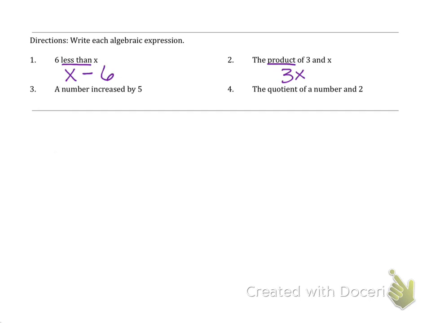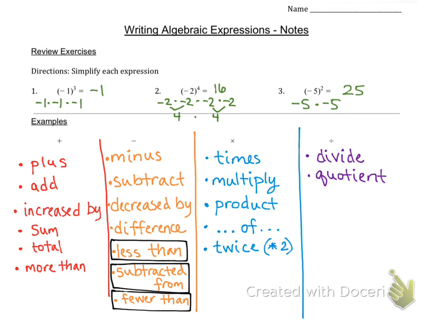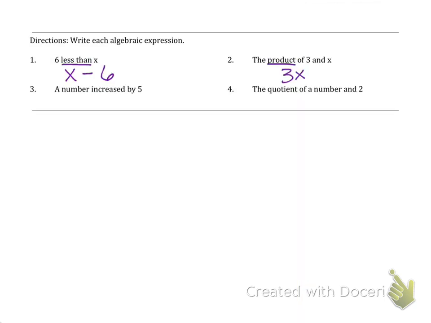Number 3, a number increased by 5. If we look back at our chart, increased by is used for addition. So we're going to do x plus 5.